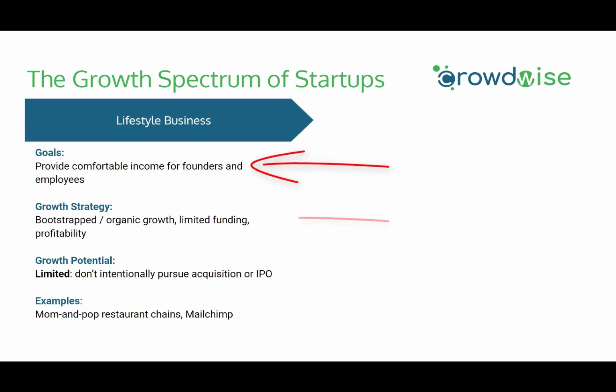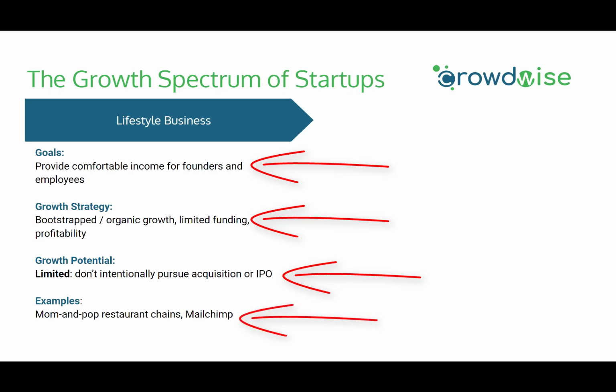The growth strategy is typically a bootstrapped one, focusing on organic growth, taking in limited funding when needed, and focusing more on profitability versus extreme growth. Thus, the growth potential of lifestyle businesses is limited. They don't intentionally pursue an acquisition or an IPO, or at least not as aggressively as a high-growth startup.